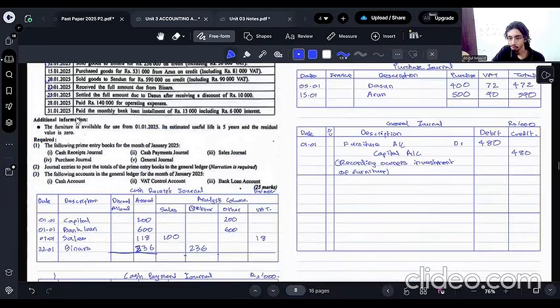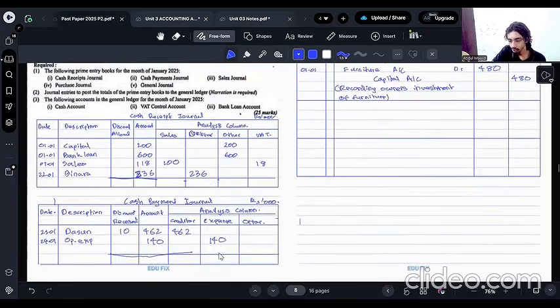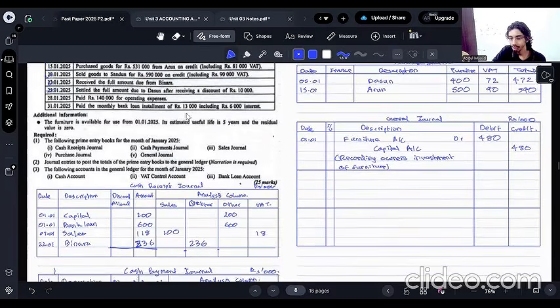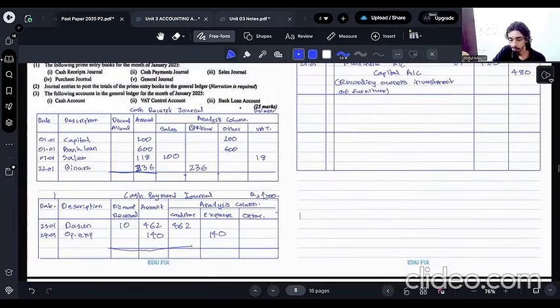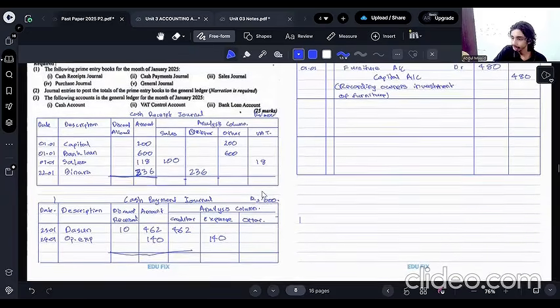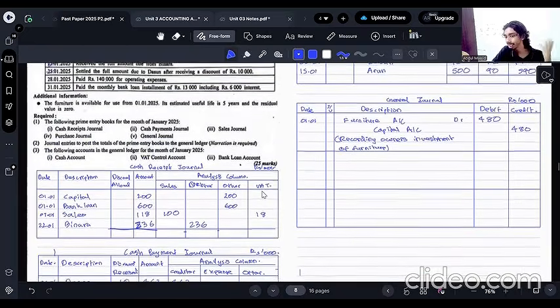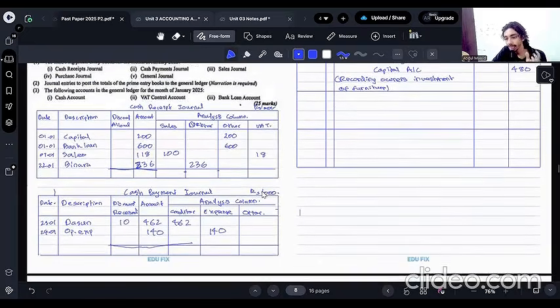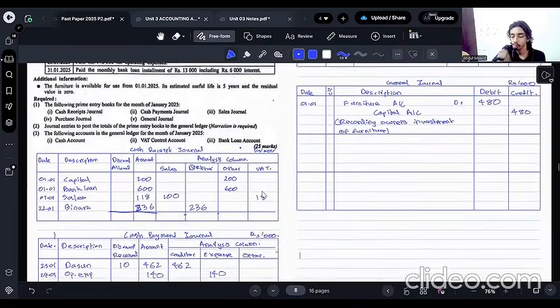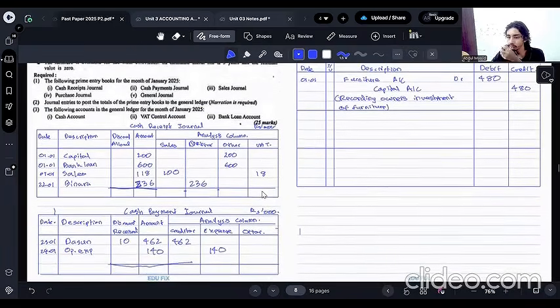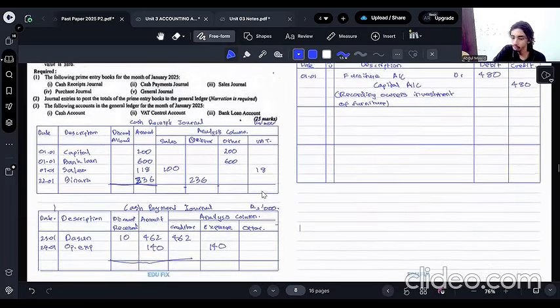Then the bank loan. Paid the monthly bank loan installment of 13,000, including 6,000 interest. Now remember the monthly bank loan installment. Earlier we used to divide it as the interest in the expense column and the loan portion in the other column. But in the 2025 marking scheme, there is a change. You're supposed to do it like the lease adjustment. You're going to record the entire installment amount in the bank loan account, and after that, you will remove your interest amount through the bank loan account itself.